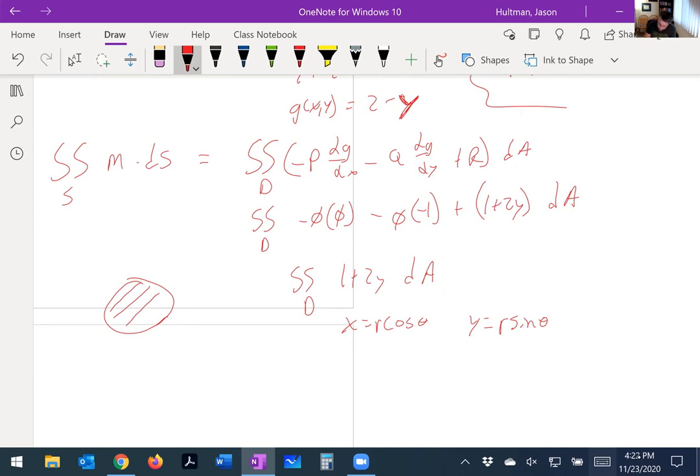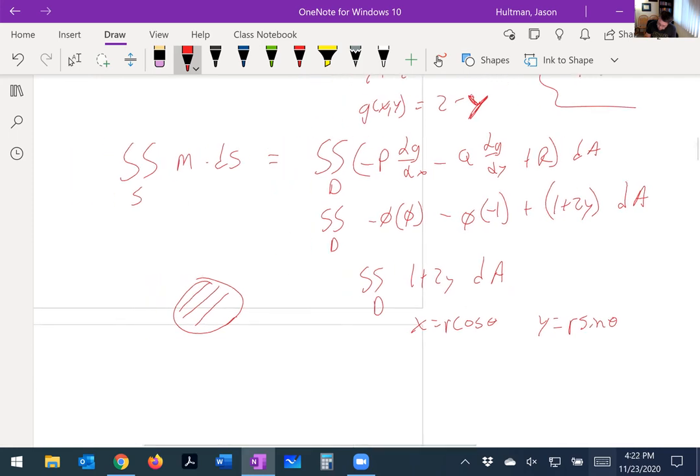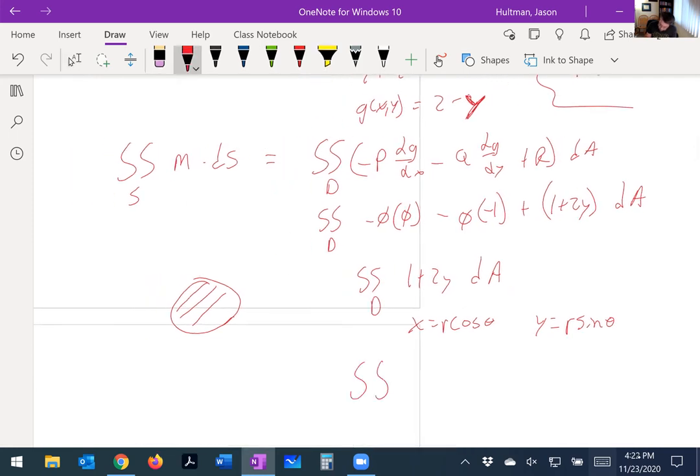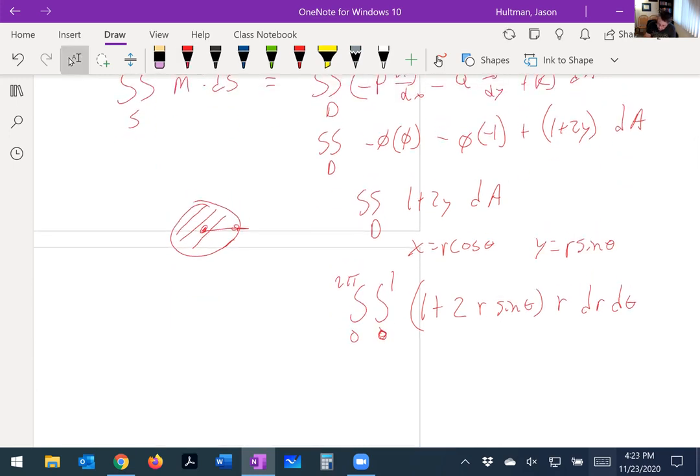So this thing becomes, r from 0 to 1, and theta from 0 to 2 pi, because it's going all the way around. This is 1 plus 2r sine theta times r dr d theta. Don't forget the extra r there. So this becomes the integral from 0 to 1, 0 to 2 pi, of r plus 2r squared sine theta, dr d theta.